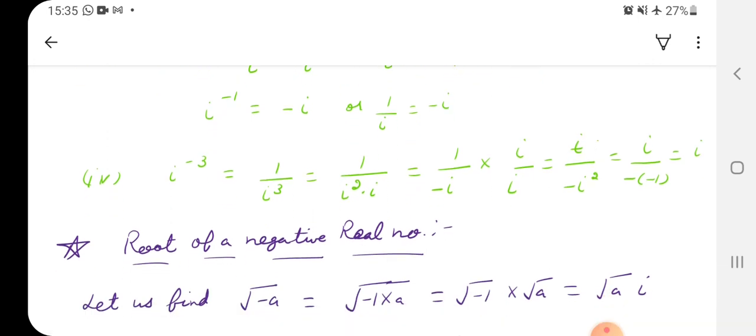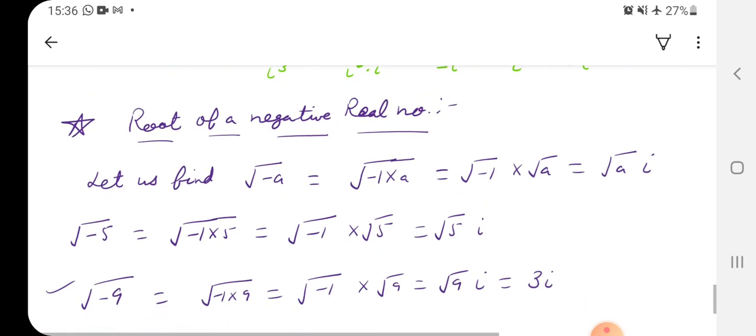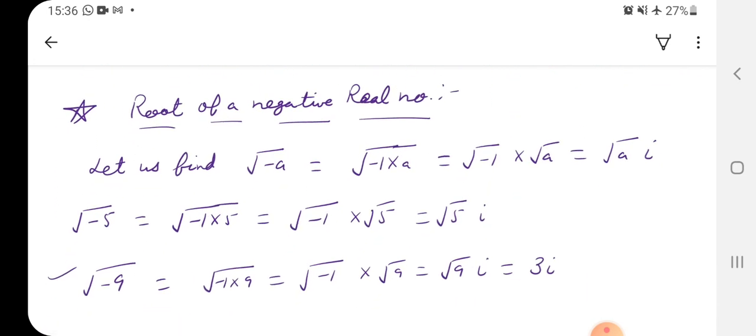Now iota power minus 3. Similarly, we will solve this as well. Similarly, 1 by iota power 3, and so on and so on. Clear? Next, we have root of a negative real number. This is our today's last topic, root of a negative real number.